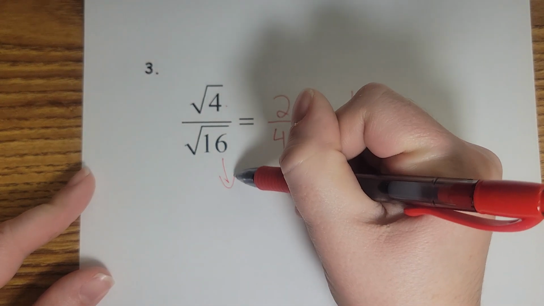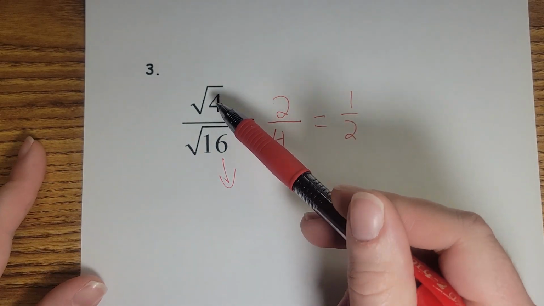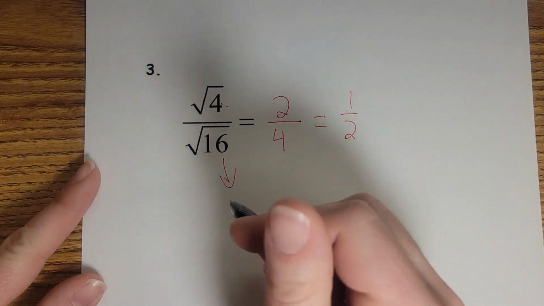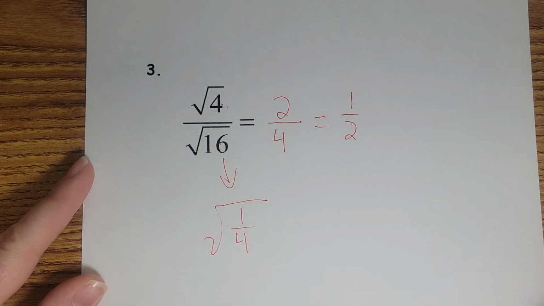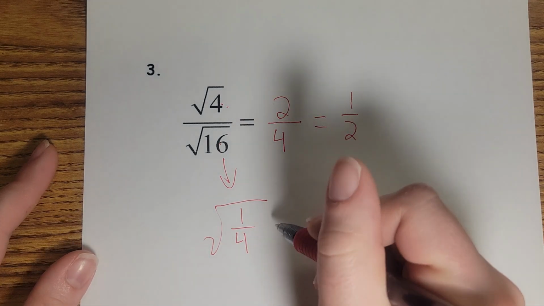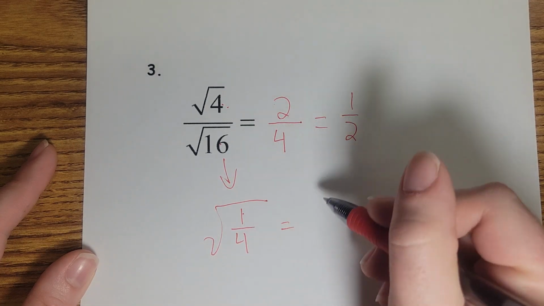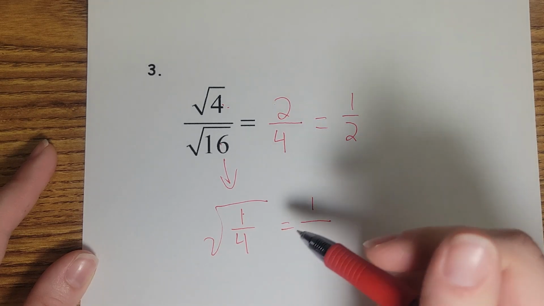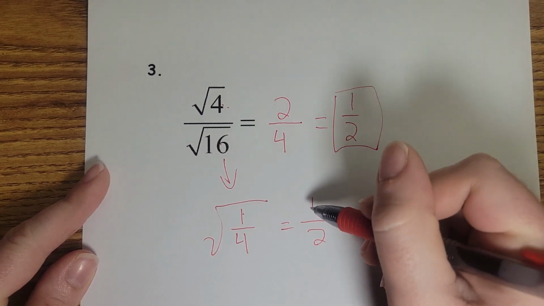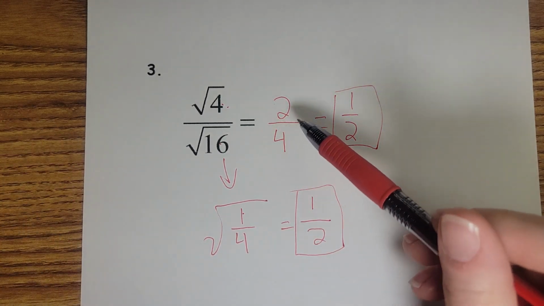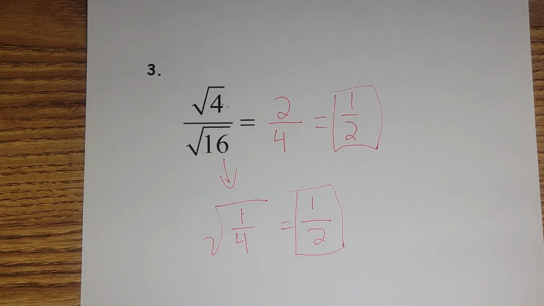Just kind of a side note, I could reduce the 4 over 16 while they're still under the radical. And that would give me 1 over 4. Well, the square root of 1 is 1. The square root of 4 is 2. Notice these actually are both the same number of steps. So whatever you notice first, do that.